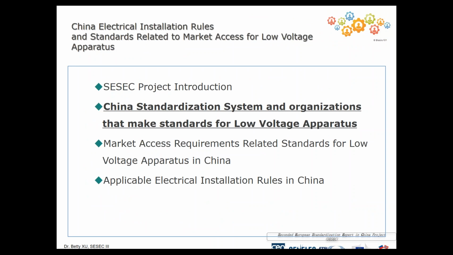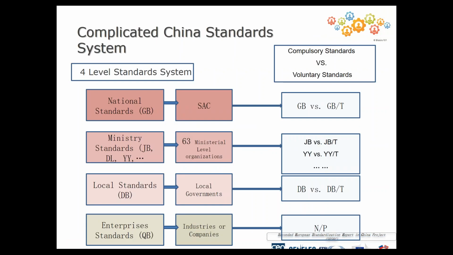Now I'm going to talk about the China standardization system and organizations that make standards for low voltage apparatus. First, this is the China standardization system. First, we have the national standards, which is managed by SEC, the China Standardization Administration Committee. And the second level is ministry level standards like GB, DL, or YY. They are all ministry level organization standards, and they also have compulsory and voluntary standards.